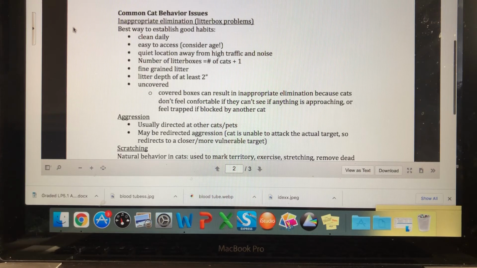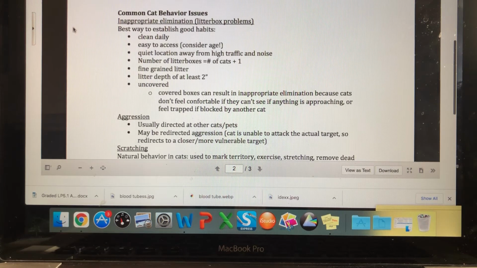Also, we want to consider how many litter boxes are in the house. There's an easy formula here. We want to look at how many cats live in the home and have a litter box for each of them and then one extra. Lots of times clients think that's a little bit overkill. But if you have a multi-cat home, sometimes what happens is cats will stake out, this is my litter box, and they don't want other cats to use it, and they'll guard it.